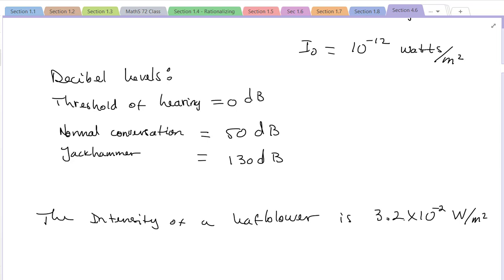And so the logarithmic scales allow us to talk about things in numbers that are easier to at least talk about. Threshold of hearing is zero. A jackhammer has decibels of 130. And then there's usually something that tells you, okay, normal conversation is 50 decibels. So anything higher than 50 is going to be loud. Anything lower than 50, right? If you're whispering, the decibels should be lower than 50. And so that's what you can hear.